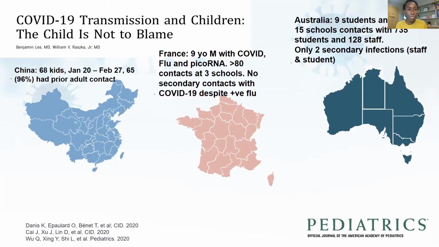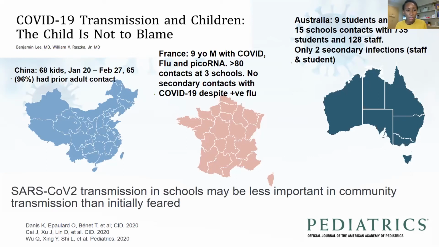In France, there was a young child, a 9-year-old, that had COVID-19 and also had a few other respiratory viruses, influenza and picoRNA. Had many contacts at 3 different schools and had no secondary exposure or secondary transmission of COVID-19, even though this child was able to transmit the flu. And finally, in Australia, 9 students and 9 staff that went across 15 schools that were all infected, and they traced almost 1,000 people, but there were only 2 secondary infections.